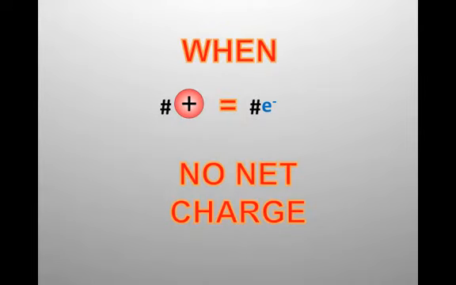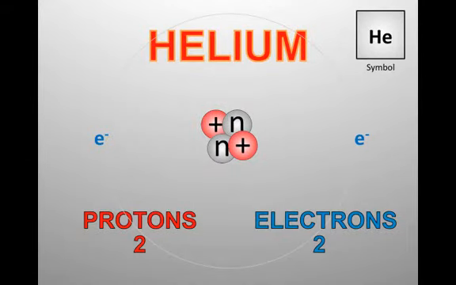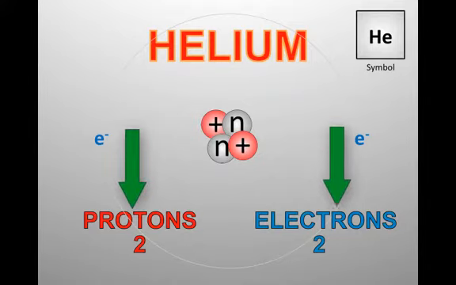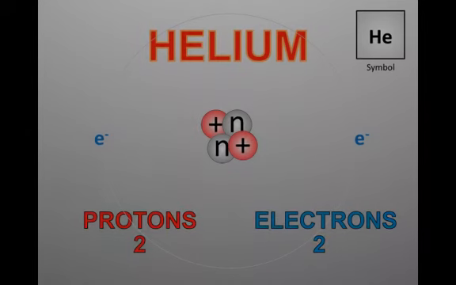Looking at electrons, the number of electrons an atom contains will determine whether or not the atom will hold a net charge. If the number of electrons is equal to the number of protons, the atom is considered neutral and carries no net charge. As an example, the helium atom shown contains 2 protons and 2 electrons. As there is no net charge, this atom is neutral.